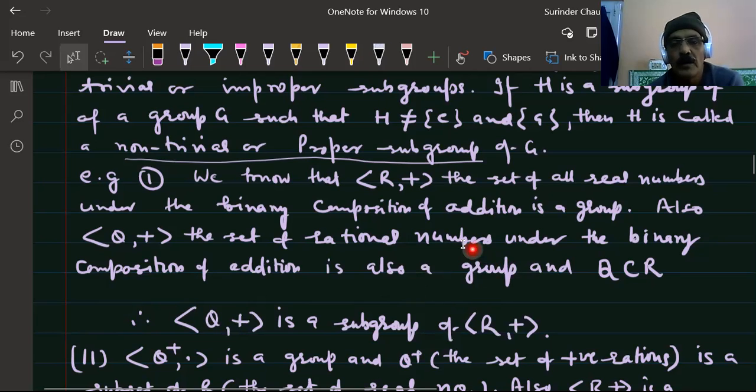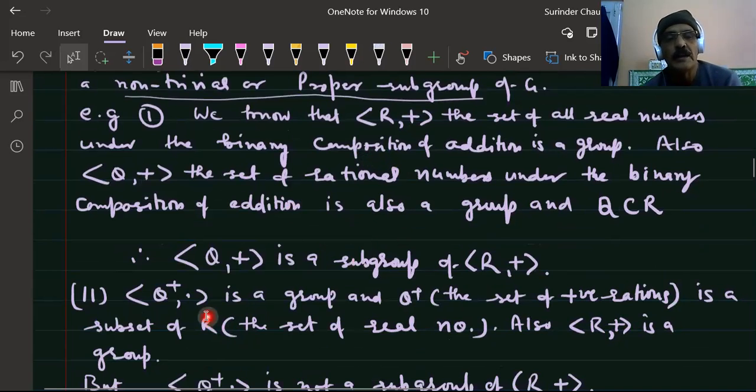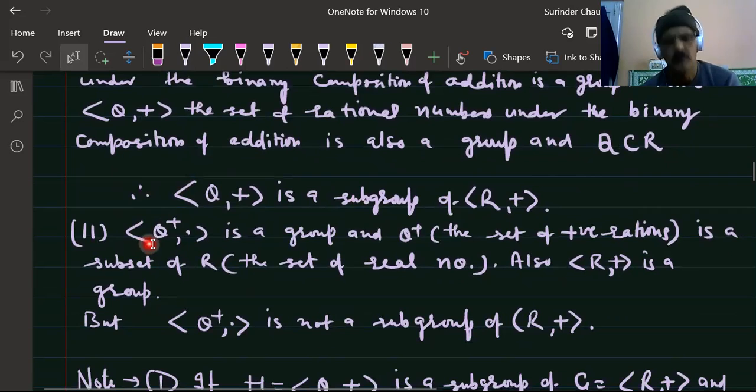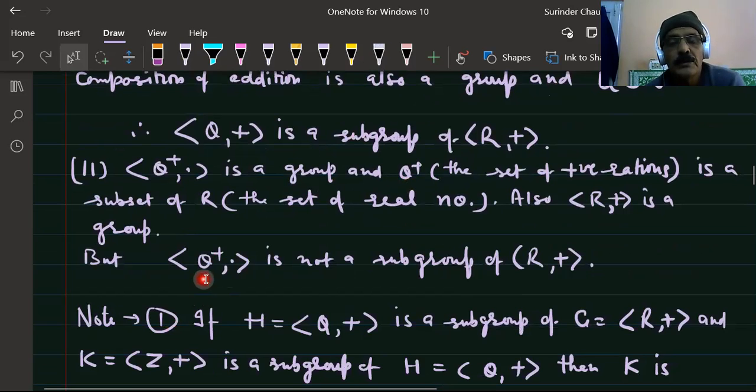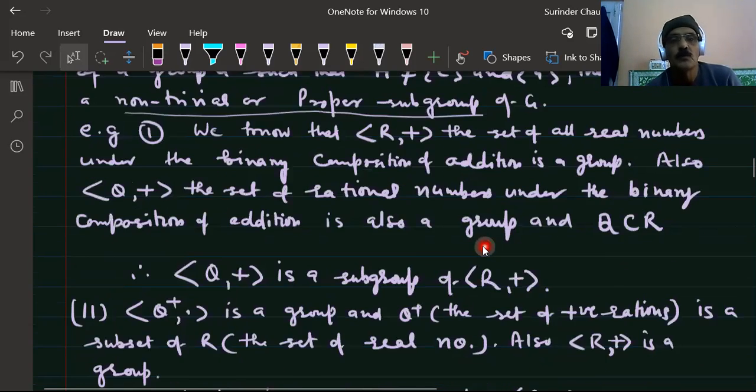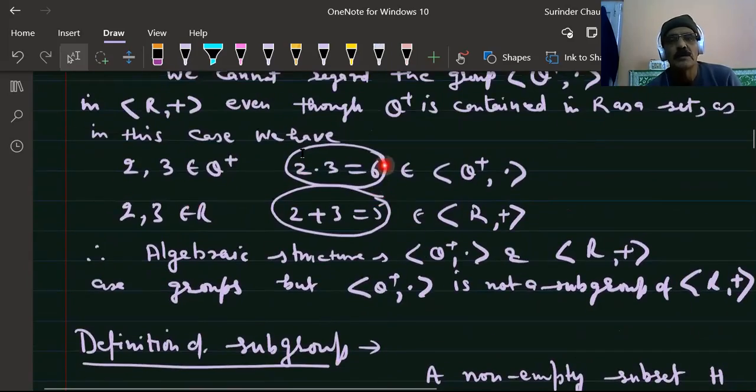Now we are making the concept of subgroup clear with the help of examples and definitions. Another example: the set of positive rational numbers under addition is a group. The set of positive rational numbers is a subset of the set of real numbers. Also, the set of real numbers under addition is a group. But the set of positive rational numbers under multiplication is not a subgroup of the set of real numbers under addition. We have discussed this in this example.